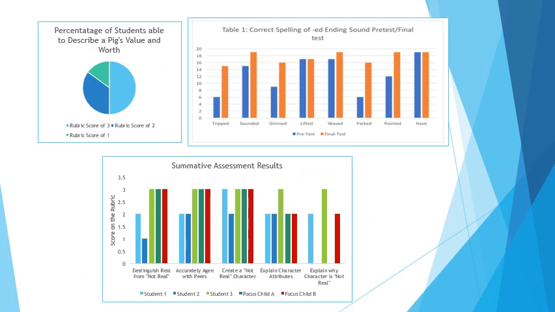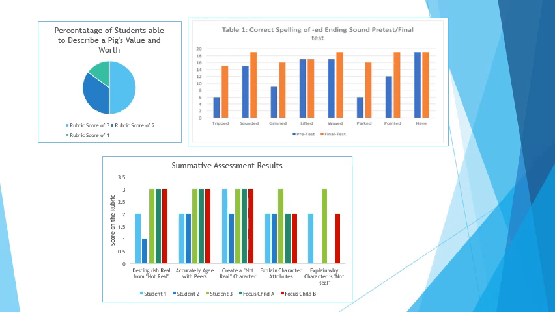So the top one is a pie chart showing the percentage of students able to describe a pig's value and work. So from this, I can very clearly see that like half of the class got a 3. So they got the highest points on the rubric. This, by the way, means nothing to me without the associated rubric, which is one of the reasons why I'm asking you to include that evaluation criteria. This graph could certainly be improved by clearly delineating what the rubric scores mean instead of just saying rubric score 3, rubric score 2, rubric score 1.